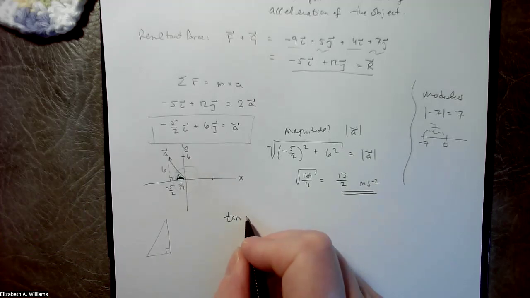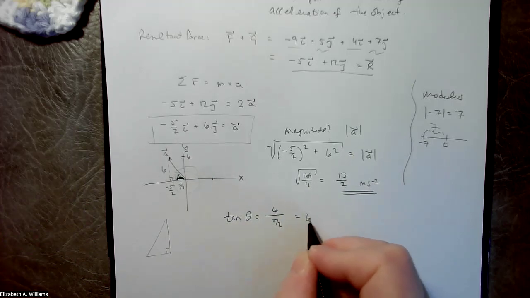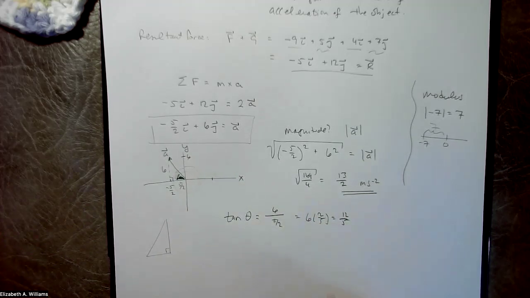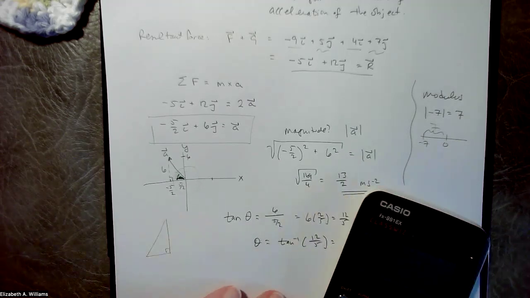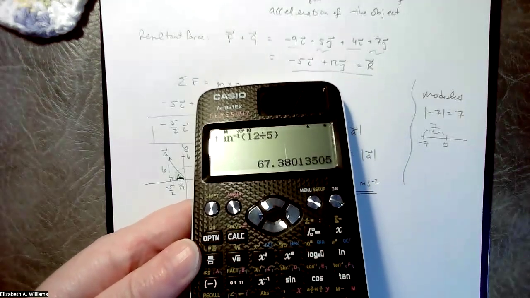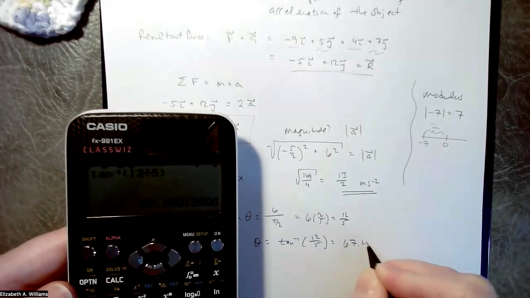So the tangent of my mystery angle is opposite over adjacent. So I guess that's 6 times 2/5. That's 12/5. Okay, and my angle is inverse tangent of 12/5, which in degrees shakes out as... how many decimal places do you care about? I'll go with 1. So we'll say 67.4 degrees.